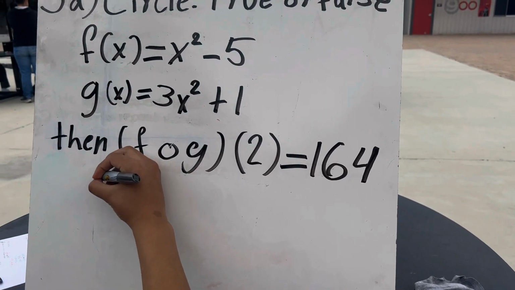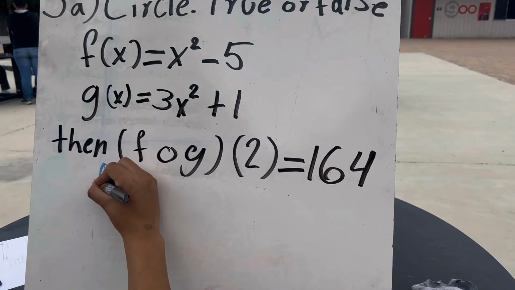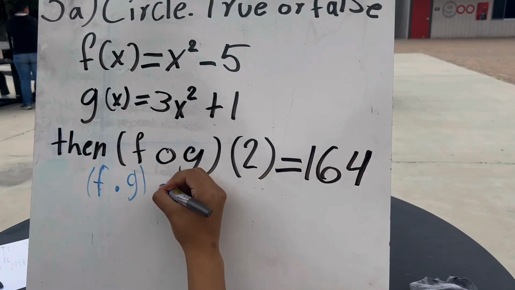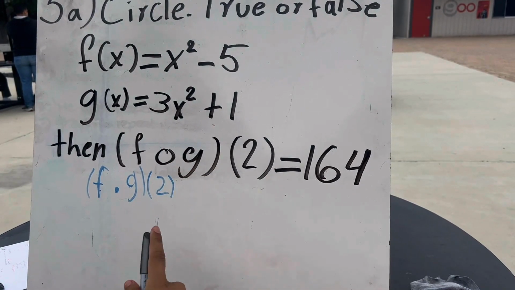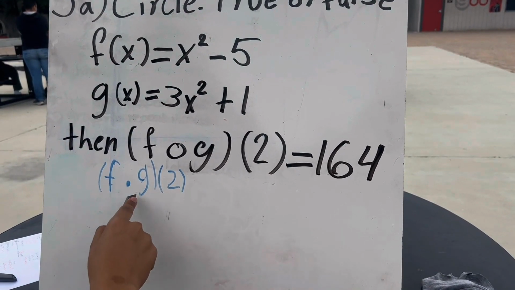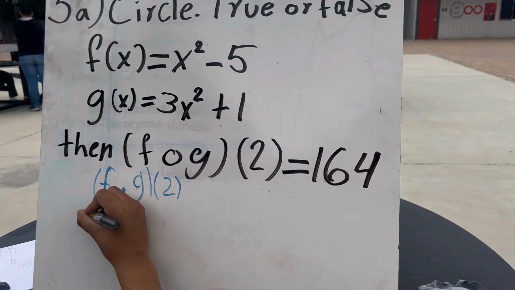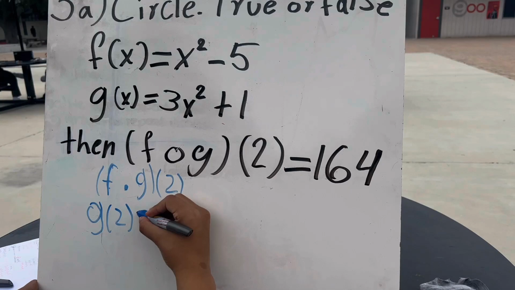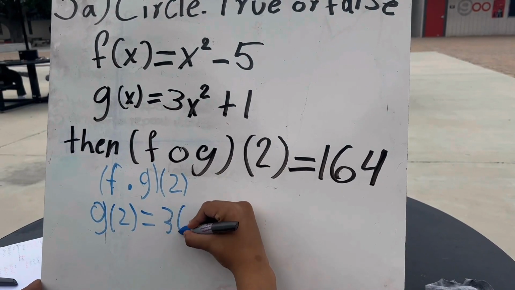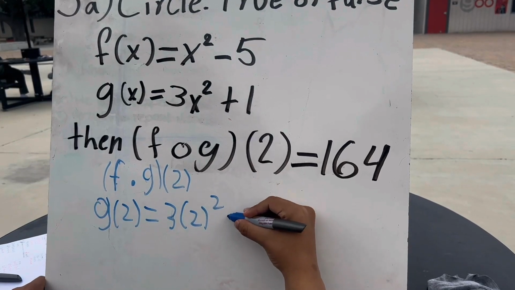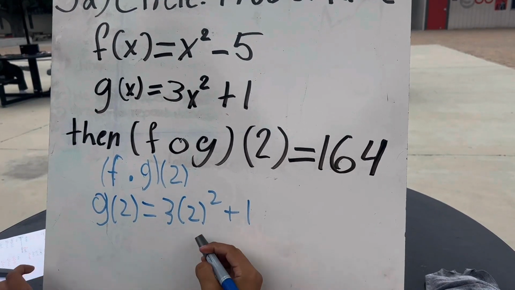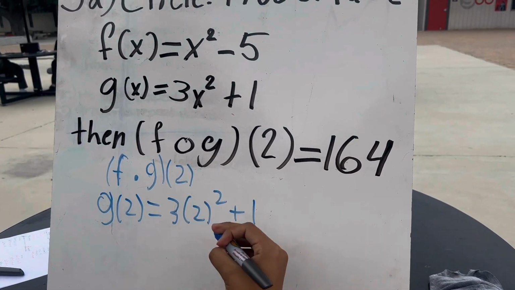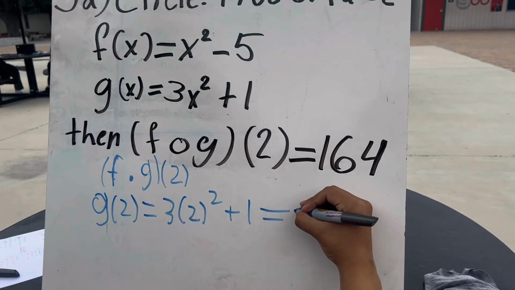Alright, first we're going to write out f of g of 2. Now for every x, we're going to substitute 2 for g. So g of 2 is equal to 3 times 2 squared plus 1. Now 2 squared equals 4, so it'd be 4 times 3, which is 12, plus 1 equals 13.